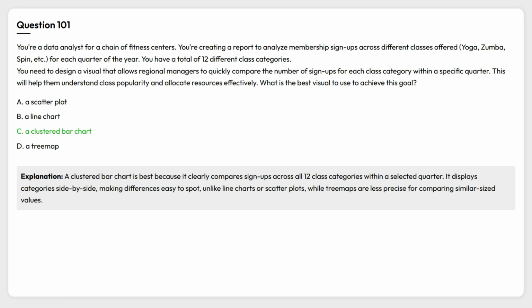Clustered bar chart is best because it clearly compares signups across all 12 class categories within a selected quarter. It displays categories side by side, making differences easy to spot, unlike line chart or scatter plot, while tree maps are less precise for comparing similar sized values.